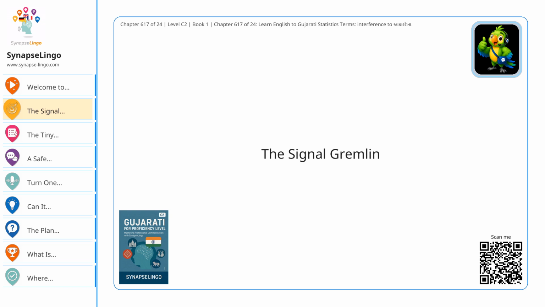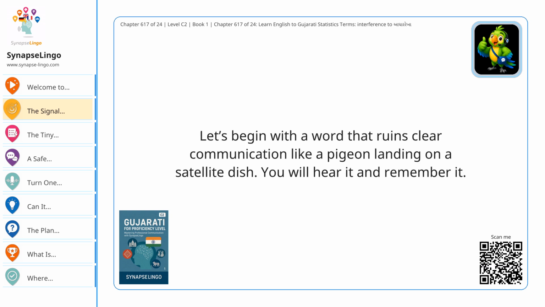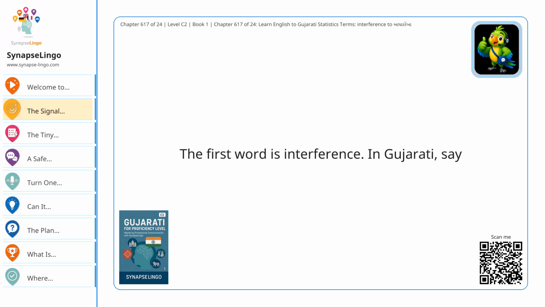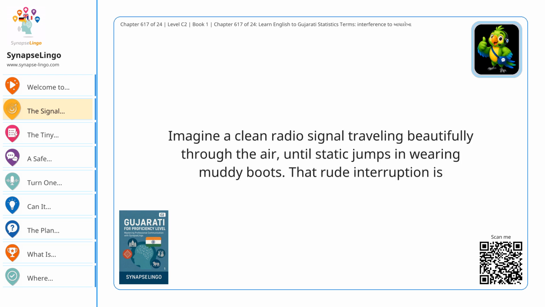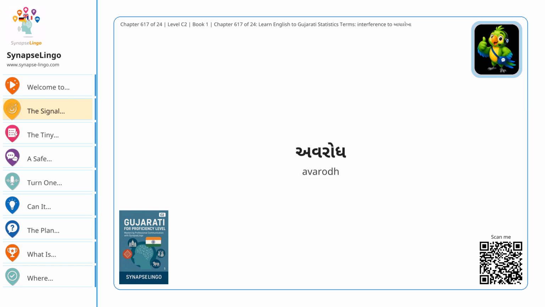The signal gremlin. Let's begin with a word that ruins clear communication like a pigeon landing on a satellite dish. You will hear it and remember it. The first word is interference. In Gujarati, say, અવરોધ. Imagine a clean radio signal traveling beautifully through the air until static jumps in wearing muddy boots. That rude interruption is અવરોધ.